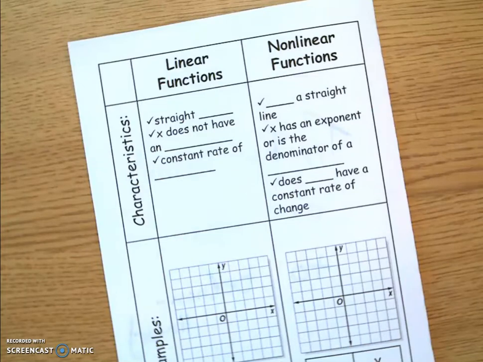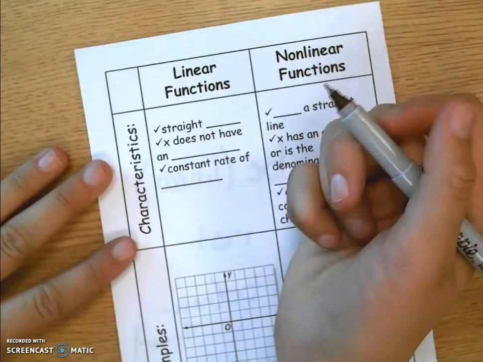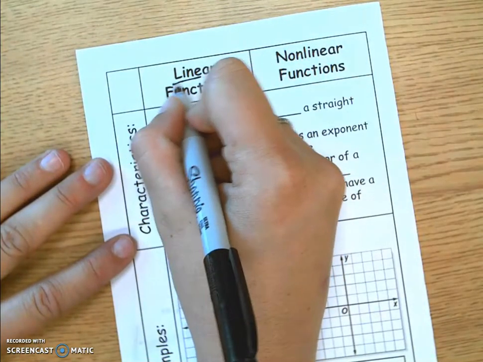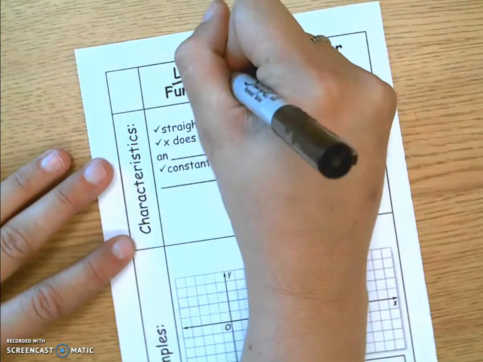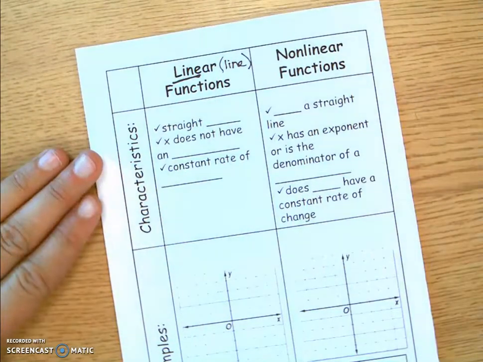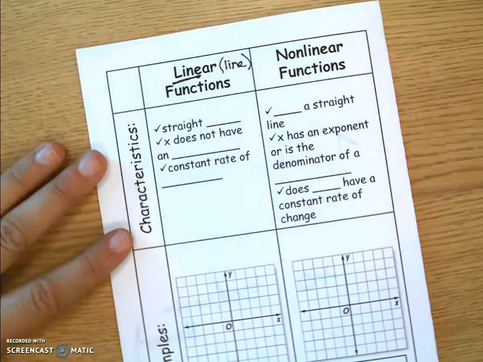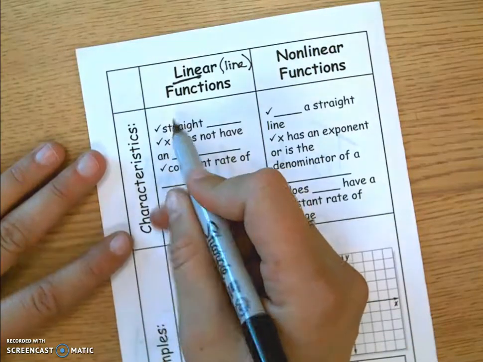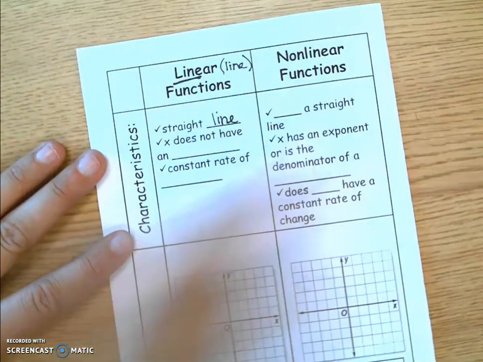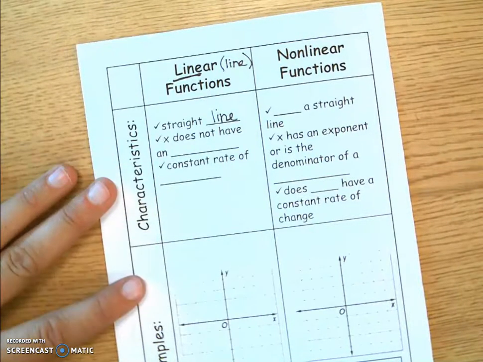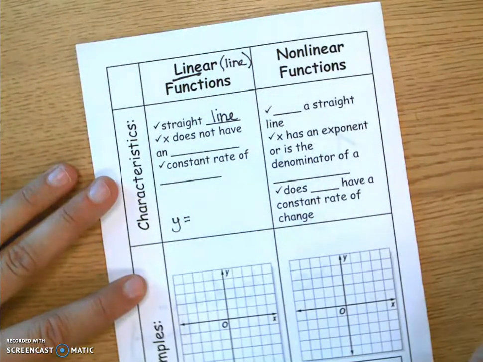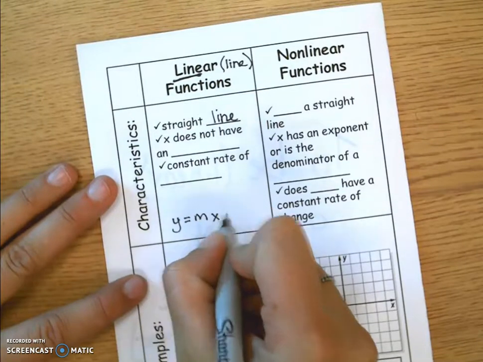Alright, so first of all, linear functions. This is what we've been talking about for a long while now. It has the word line in it, and that's very indicative of what we're talking about. We're talking about lines. Linear functions are lines. So, when we talk about linear functions, we know it's going to form a straight line. And remember, our formula for a line is y equals mx plus b.